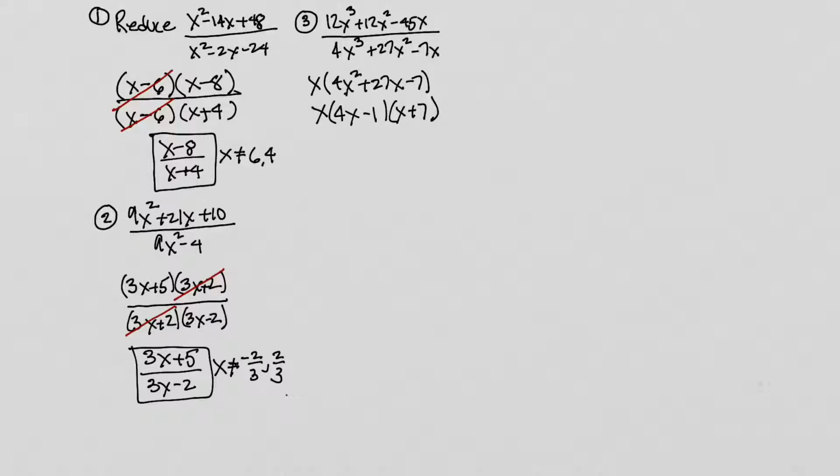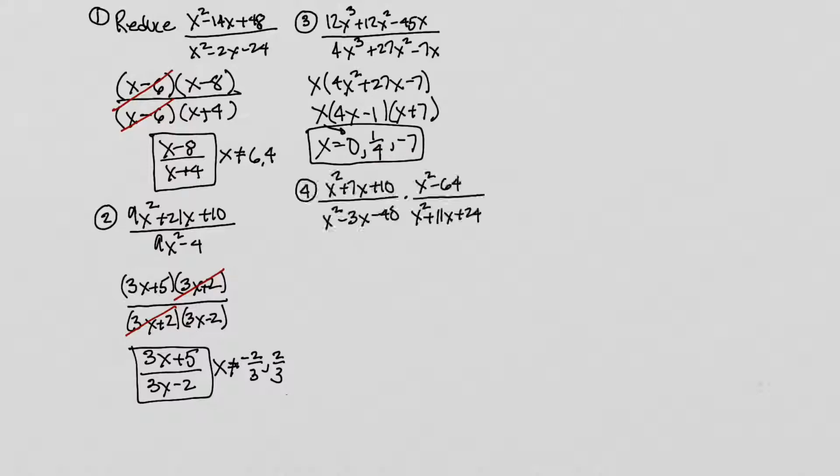So what's going to make this thing equal to 0 is x could be 0. Right, now that's coming from here. And then it could be 1 over 4. Right, that's coming from here. Change the sign of the constant divided by the coefficient. Or we could get negative 7, and that's coming from here. So there's our solutions to this problem. What's going to make this expression undefined? These three numbers right here.